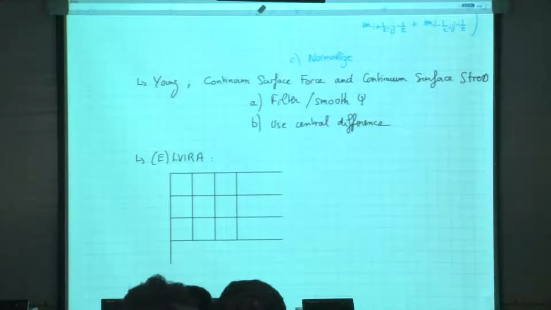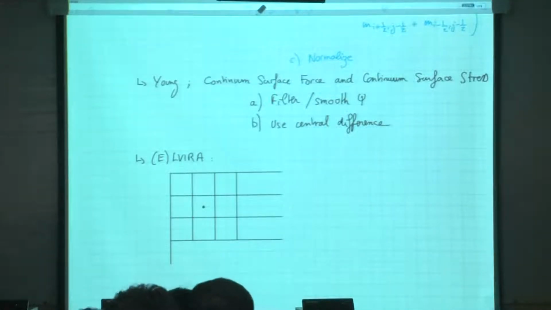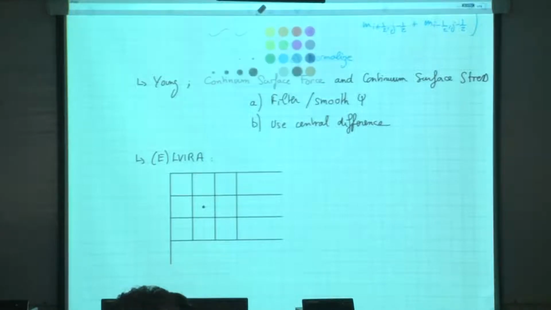So if I give myself 3 by 3 cells, the black dot here signifies that this is the cell that I'm interested in. Let's say my real interface looks like this. Okay?